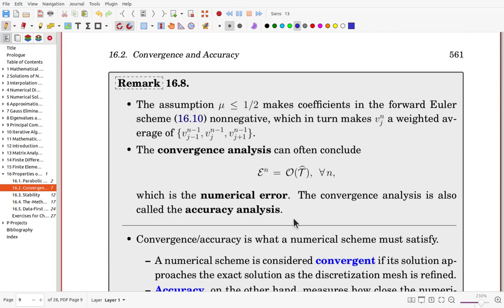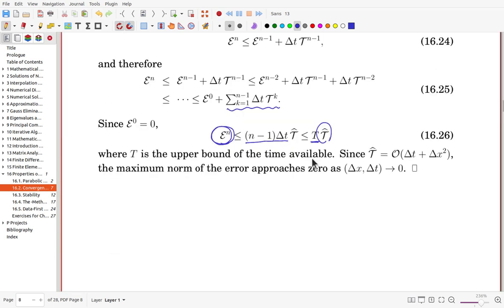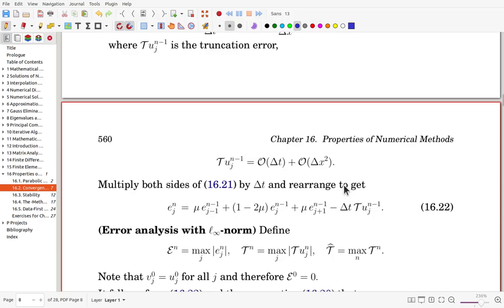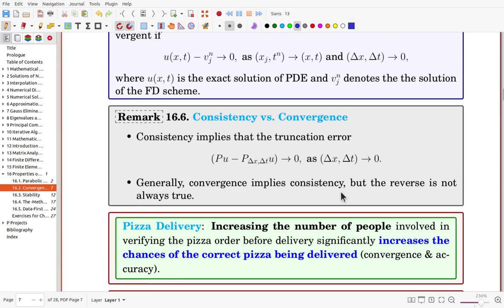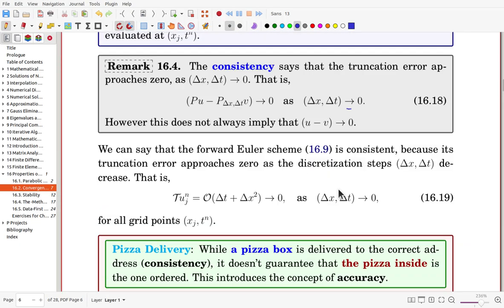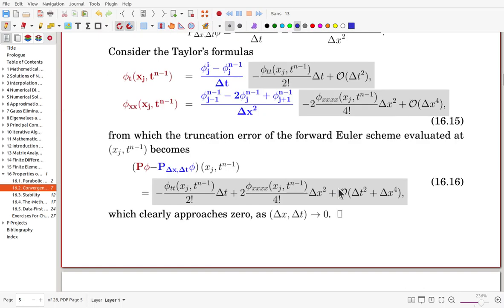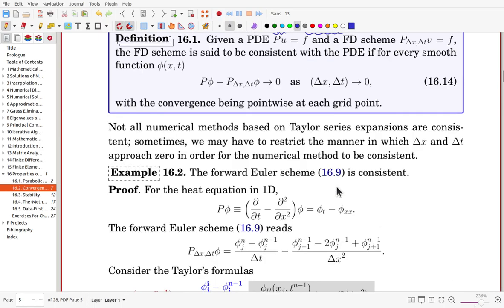The assumption that mu is bounded by 1/2 makes the coefficients in the Forward Euler scheme non-negative, which in turn makes Vj a weighted average of these values. Okay, that means that here, let's go to the earlier equation from the last section. Okay, let's see.